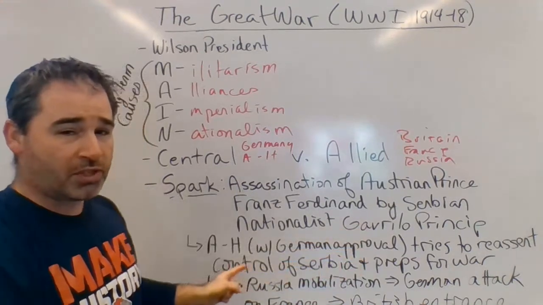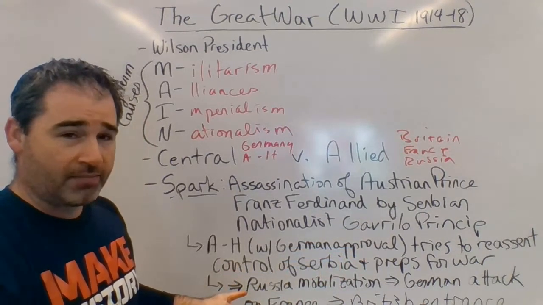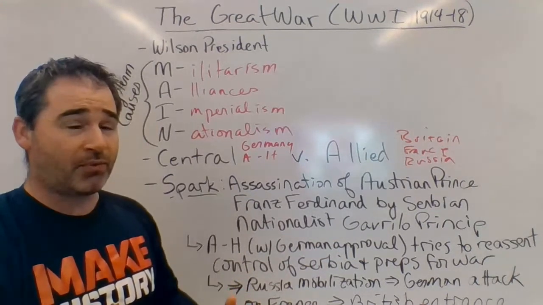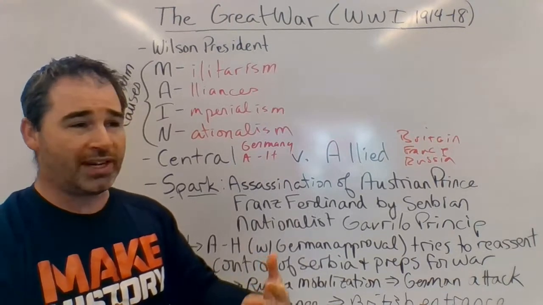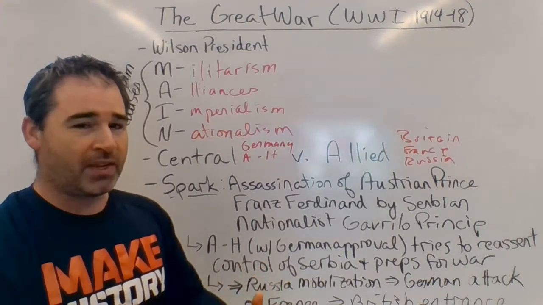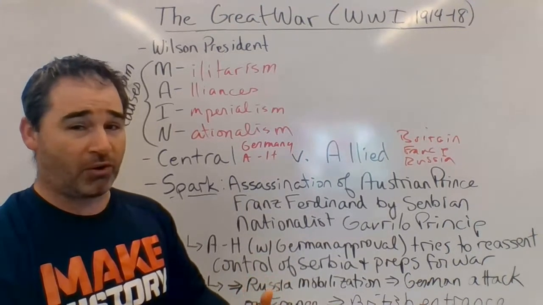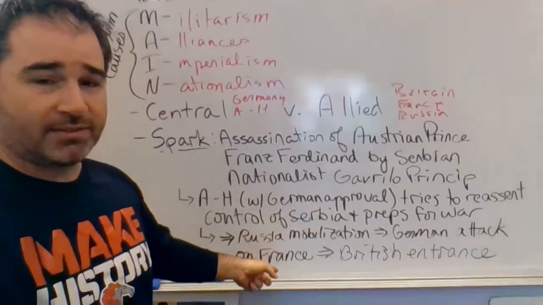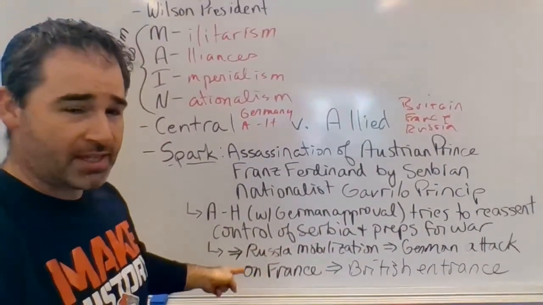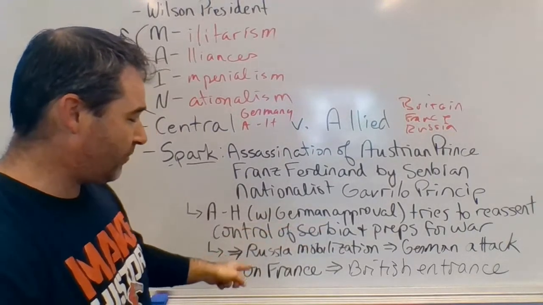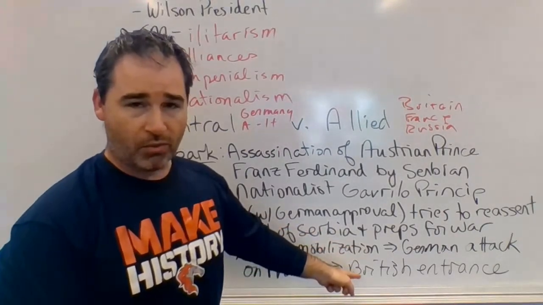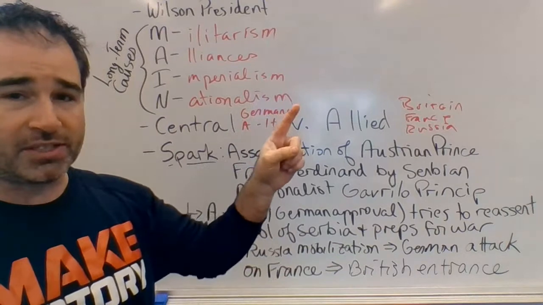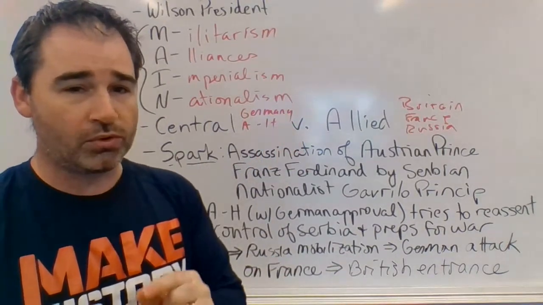When they start preparing for war, Russia mobilizes because they're Serbia's ally. When Russia mobilizes, that kicks in the alliance system, and the Germans felt that they needed to attack before Russia finished mobilizing, because while Russia had an outdated army and needed a lot of time to get prepped, they were worried that it would become powerful. Russia mobilizes, Germany attacks, but they attack France. When Germany attacks France, that brings Britain into the war. So the alliance system, the militarism, the nationalism all played a role in starting World War I.